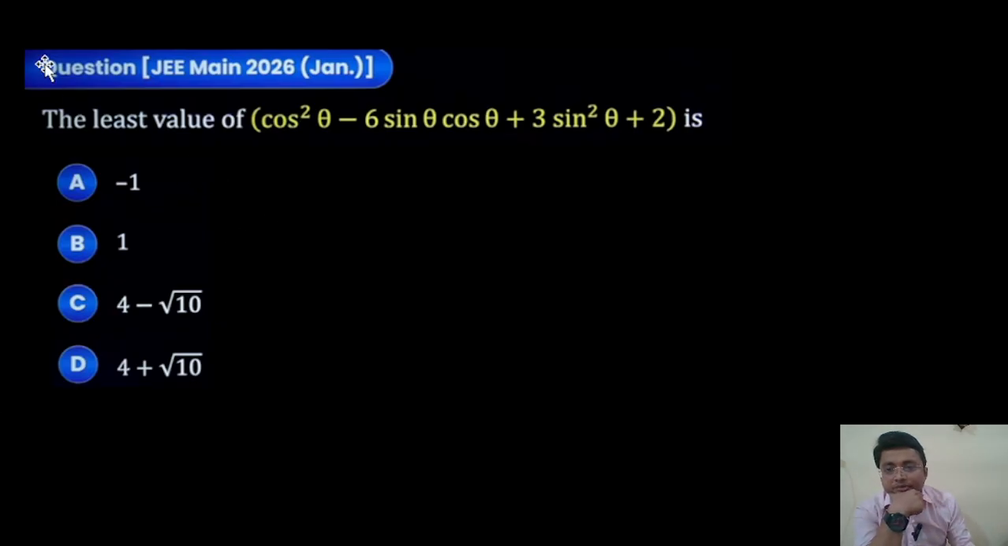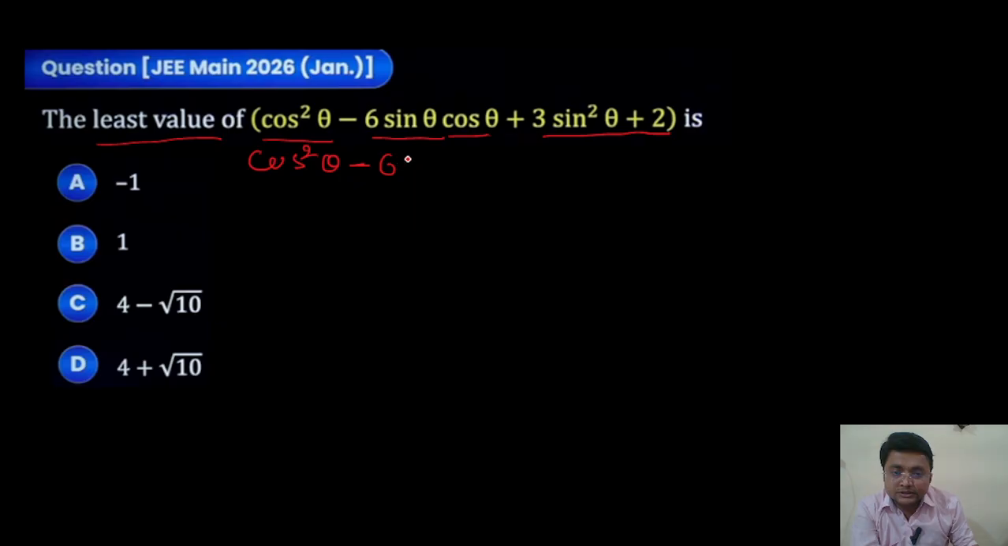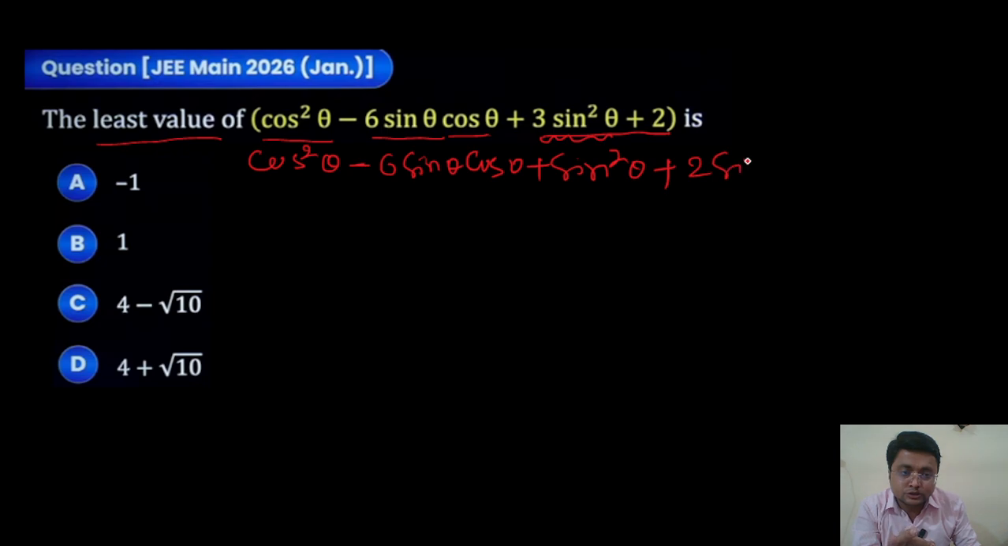So see here, we have to find the least value of cos square theta minus 6 sine theta cos theta plus 3 sine square theta plus 2. You have to find the least value. So first you simplify. So let us see: cos square theta minus, listen carefully, 6 sine theta into cos theta plus 3 sine square theta. I'm splitting this: sine square theta plus 2 sine square theta, plus 2.